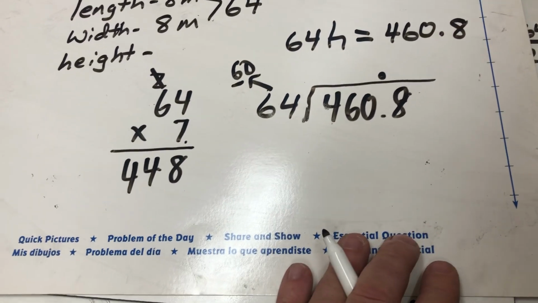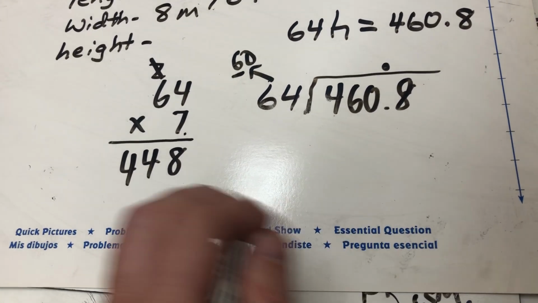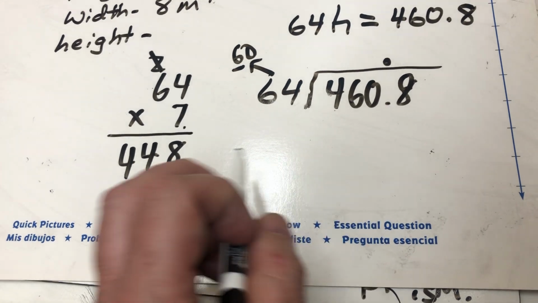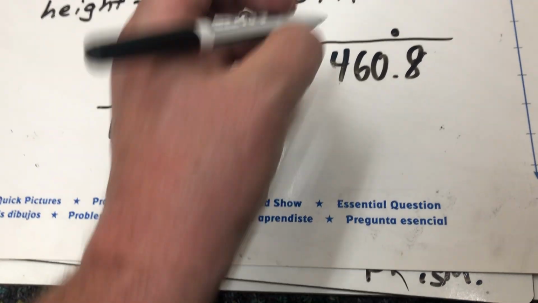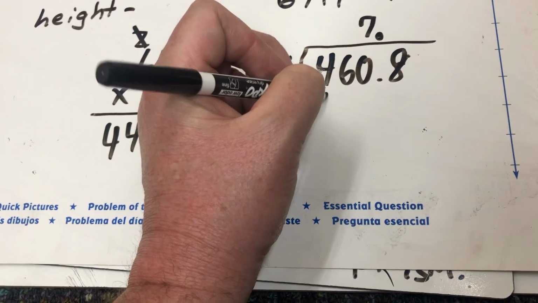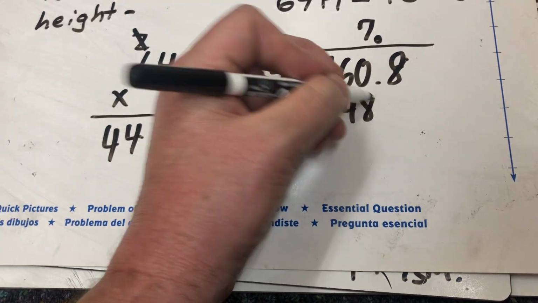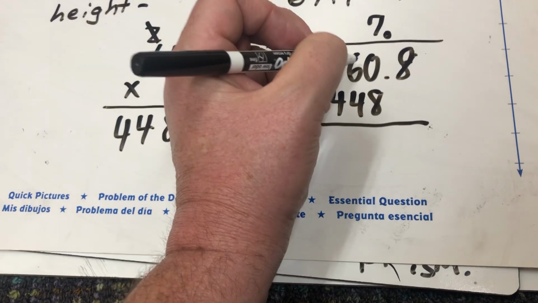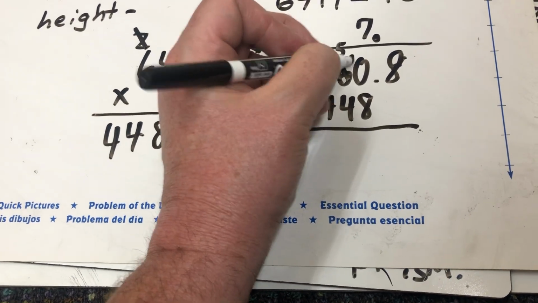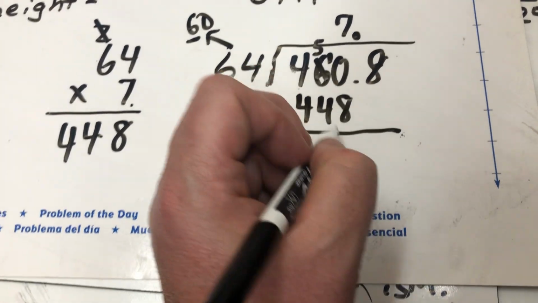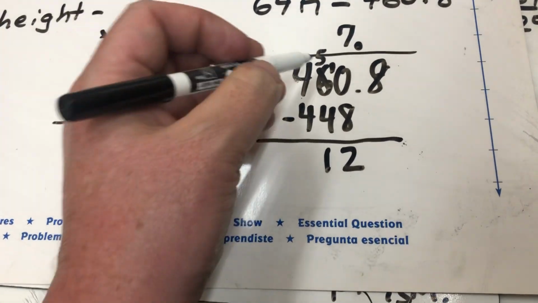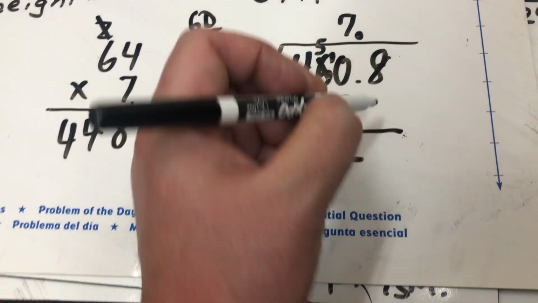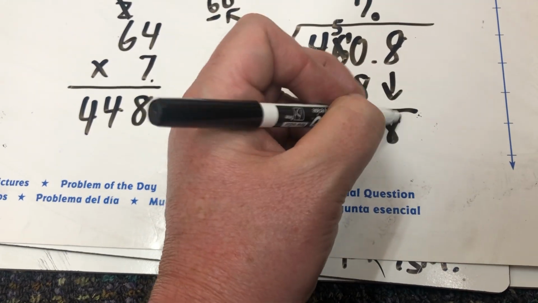Well, I like that. That seems to make sense. 448 is less than 460, but it's not 64 less, okay? So I'm going to put 7. I'm going to put 448. That seems pretty close. I'm going to borrow from the 6, make that a 5, make the 0 a 10. 10 minus 8 is 2. 5 minus 4 is 1. I know that 4 minus 4 is nothing. I'm going to go ahead and bring down my 8.